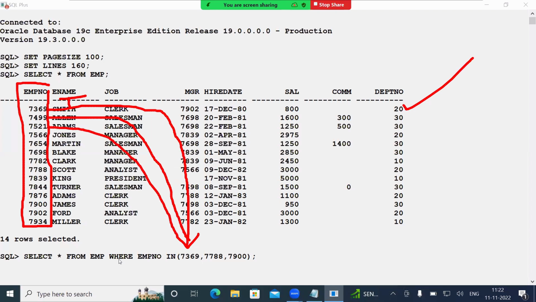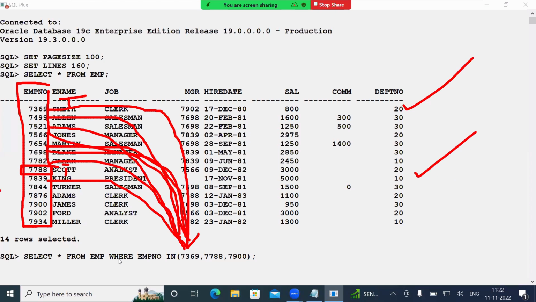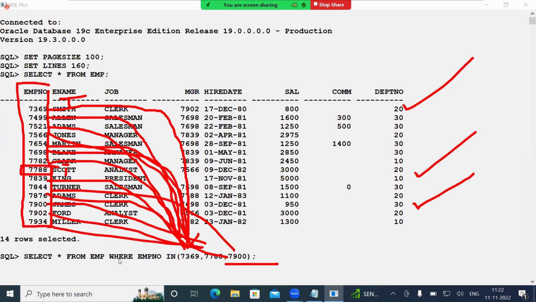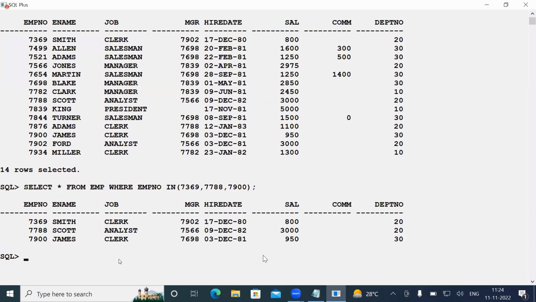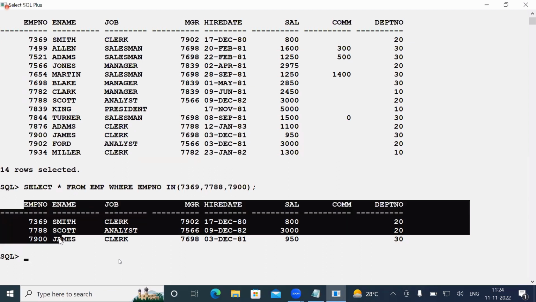Like 7521, 7566, 7654, 7698, 7782, 7839. Okay, 7788 is there, so the condition is true and this record also comes out. Next, 7844, 7876, 7900. Yes, 7900 is also there, so this record is also retrieved. And 7902, 7934. So each and every value of the EMP number column will be checked here against the list values I gave, and based on this list, only those particular people are fetched from our table.